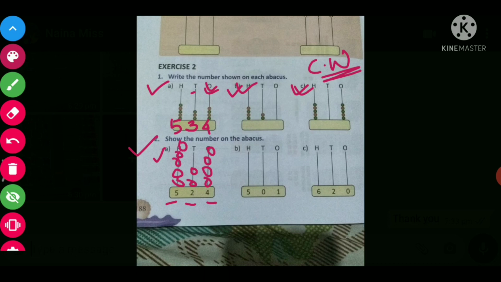Like this only you have to do this one. B and C, these two also you have to do in your classwork copy. I hope you have understood how to represent any number on the abacus.